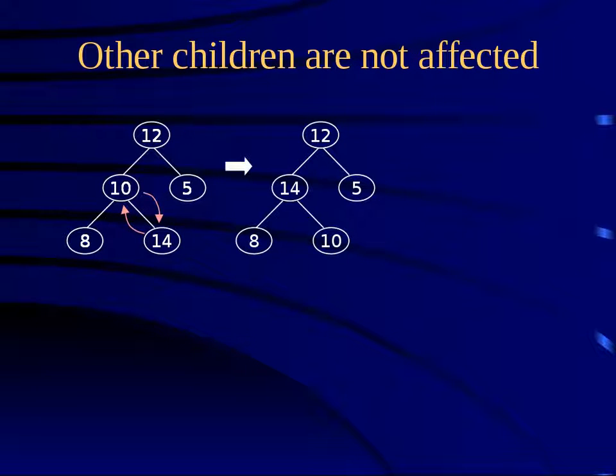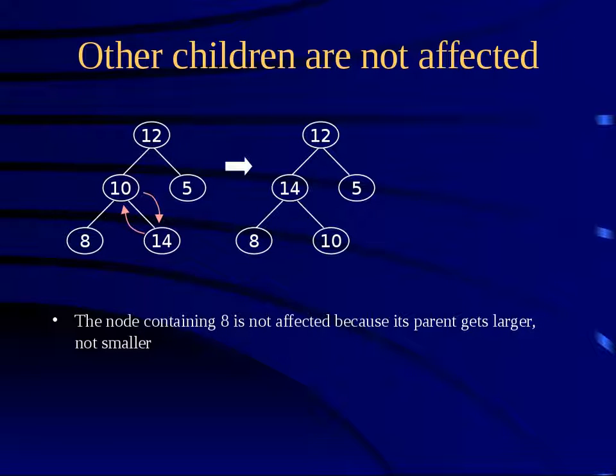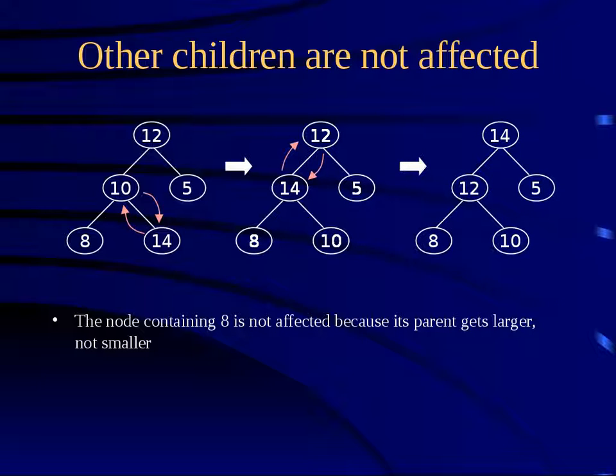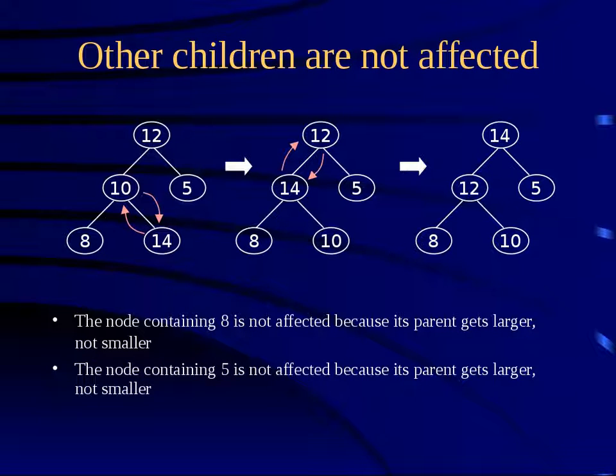Good. Notice that the other children aren't affected. The 8 is not affected because the parent gets larger, not smaller, so it's okay. And then we can keep sifting up because, again, the 5 is not affected because the 12 just got larger. So you understand why the heap property is okay? You just keep sifting up and you're okay? All right.